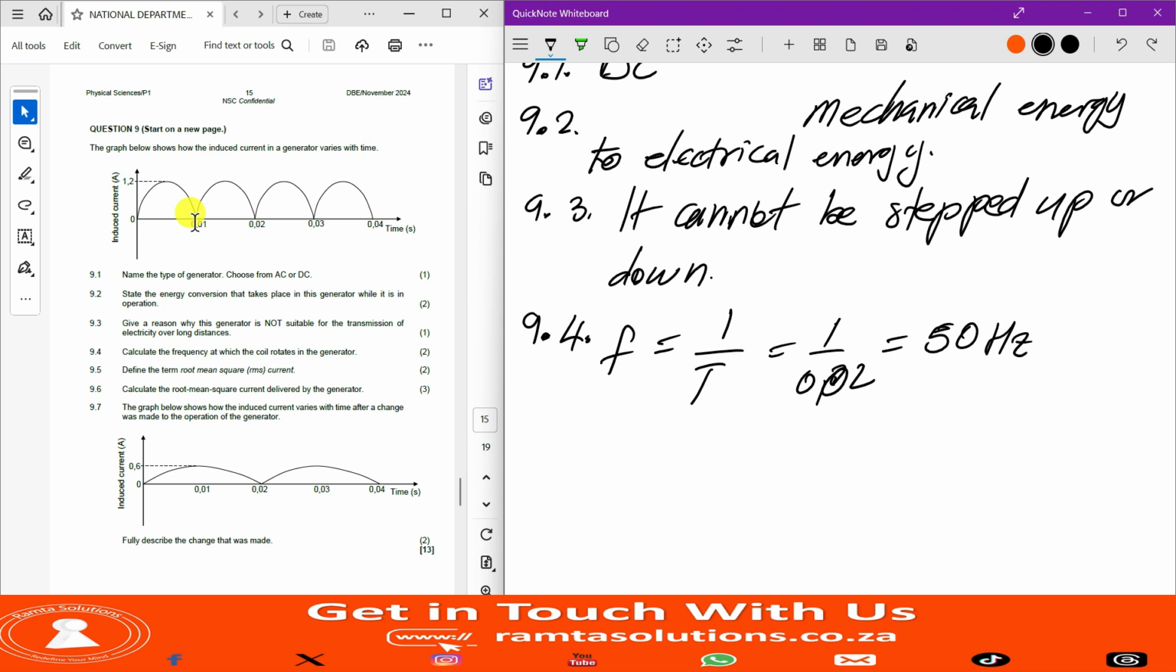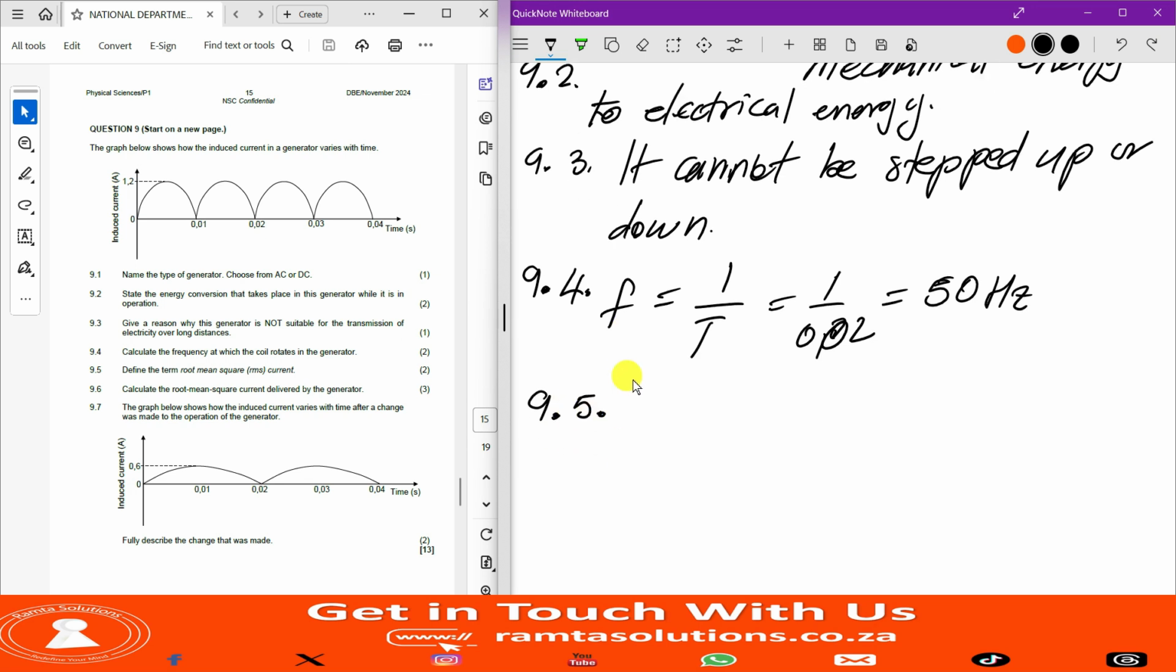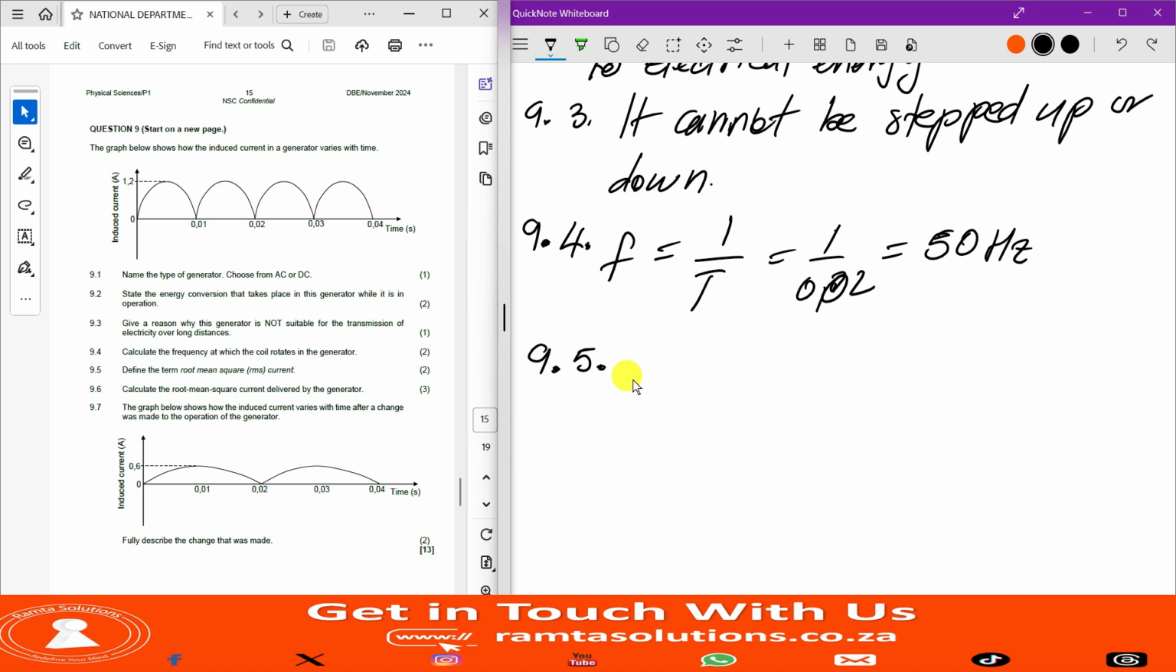All right. Now let's go to number 5. This one, I can see it looks like it was an easy question. I don't know why, but let's proceed. Define the term root mean square current. What is root mean square current?